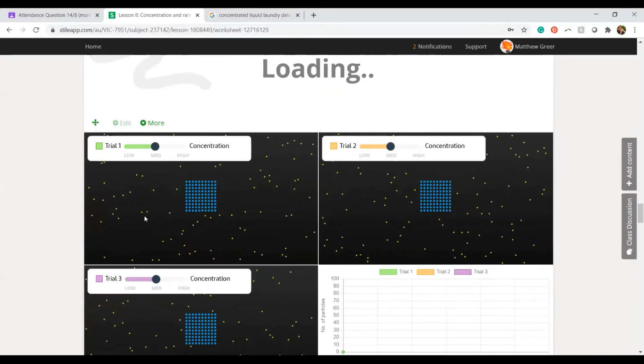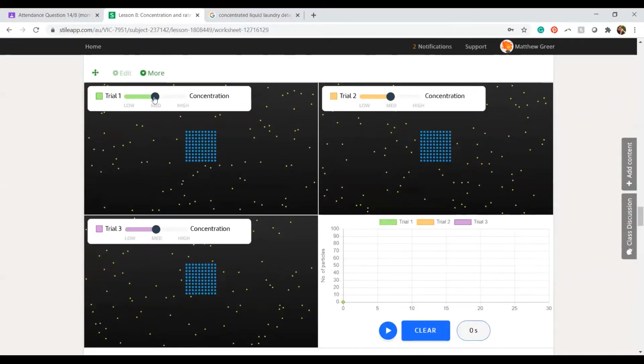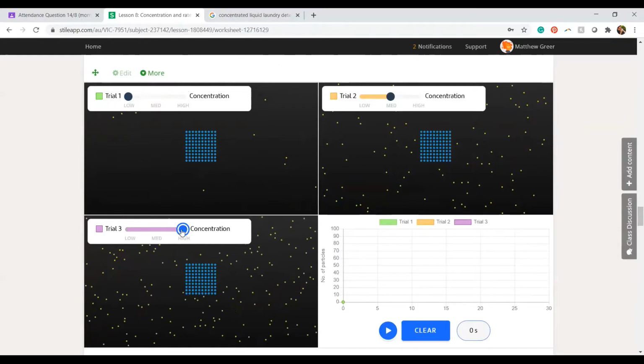What we're going to do is we're going to set for this chemical reaction, this concentration is low, this one is medium, and this one is high. You can see there's only about 10 reactants here, whereas there's a lot more here, and there's even more. The other problem with concentration is if there's not enough reactants, not only is the reaction going to be slow, but you're not even going to see much product. So let's watch.